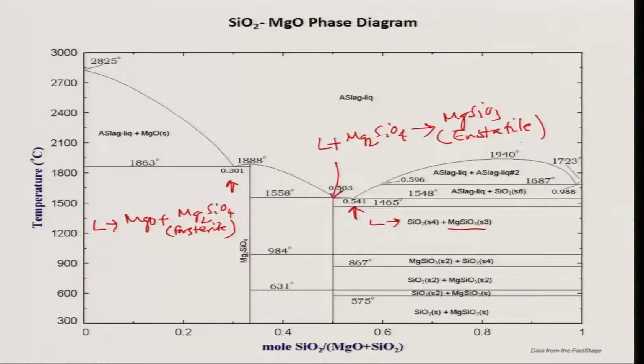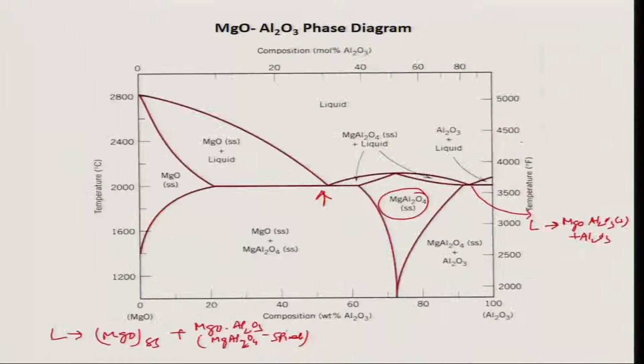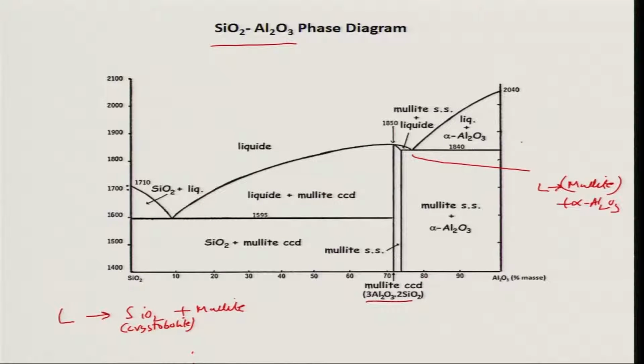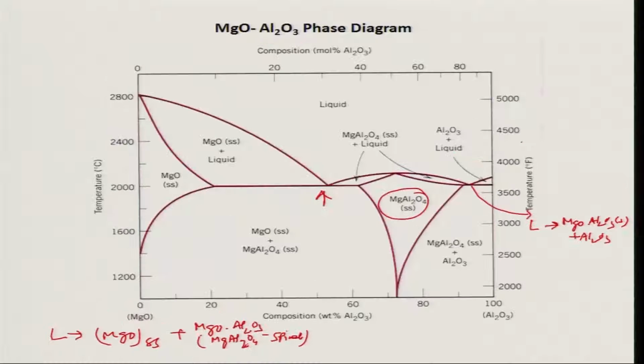So, these are the binary phase equilibria. Again I go back, if I tell you again. In the simple silicon dioxide aluminum oxide Al2O3 phase diagram, there are two eutectic reactions on both sides of mullite. One is silicon dioxide plus mullite, other one is mullite plus alpha Al2O3. The MgO Al2O3 phase diagram also has two eutectic reactions. Again they lie on both sides of the spinel compound MgAl2O4, and one is the liquid going to MgO solution plus spinel, other one is going to Al2O3 plus spinel.